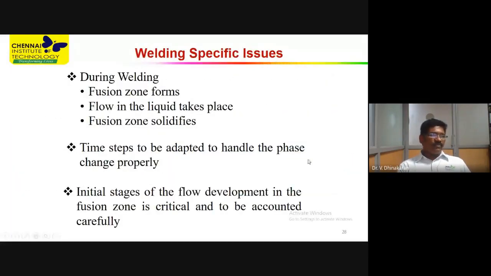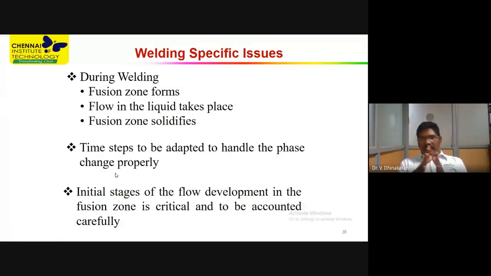So, what are the specific issues during welding? During welding, a fusion zone will be formed. Flow will take place inside the liquid, and the fusion zone will be solidifying. So the time steps have to be adapted to handle the phase change properly.